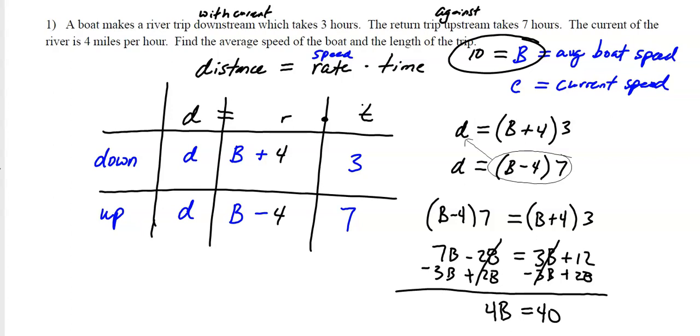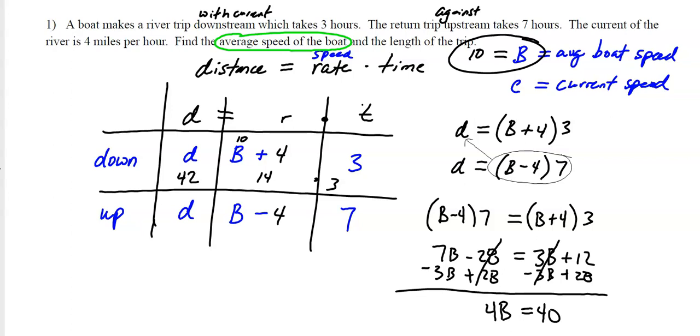So what do we need to find? We need to find the average speed of the boat. Got it. 10 miles per hour. And now we need to find the length of the trip. Well, once I find B, I can pretty much just plug it in here. So if B is 10, 10 plus 4, that would be 14 times 3. Well, that'd be 42 miles.